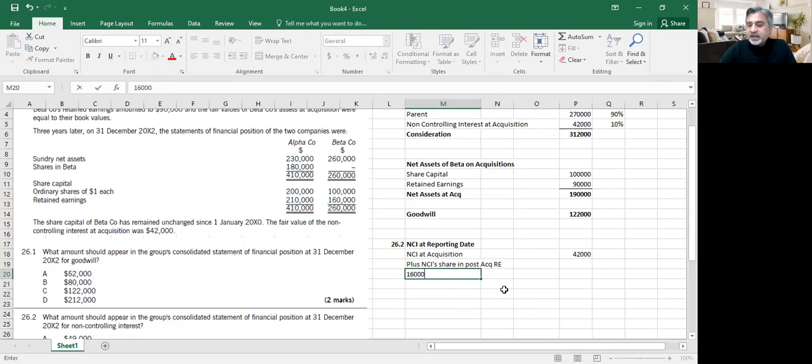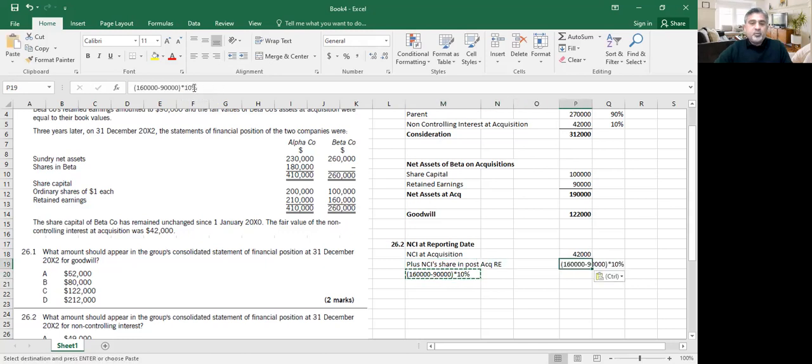Post-acquisition retained earnings are 160 minus 90, right? And you want 160 minus 90, this is the change because we made the profit together, multiplied by what was your share? Your share was 10%. So you want 10% of the change in the retained earning. You say when we got the business, it had only 90,000. Together, we increased retained earning from 90 to 160. And remember, we did it together. So give me my share of 10%.